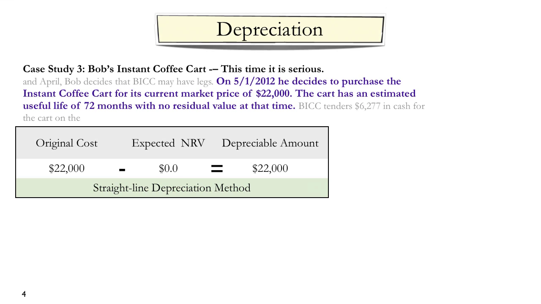And the first transaction we're going to look at is depreciation. Remember, BICC purchased the instant coffee cart for $22,000, and now it's going to depreciate it over 72 months on a straight line basis. The first thing is to determine how much is the total amount of depreciation to be taken. This is a fairly easy calculation, as you start with the original cost, subtract off the expected net realizable value at the end of the useful life of the asset, and in this case, you see we have a depreciable amount of $22,000.